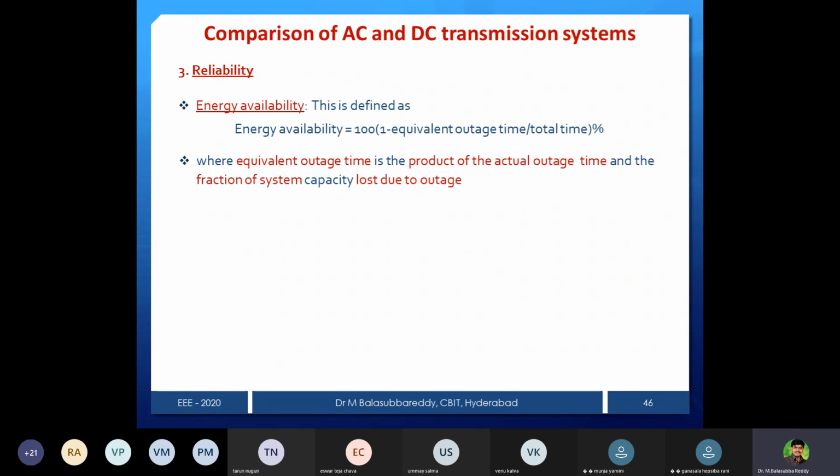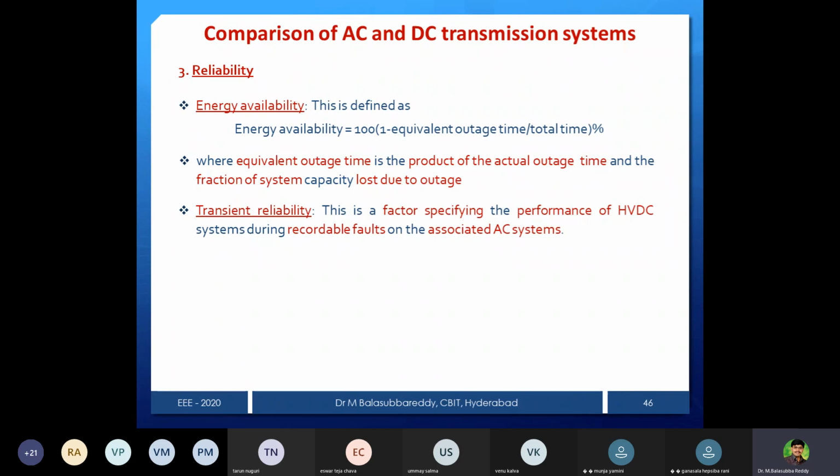So they mention different devices and how long each is going to work, and if anything happens, how much time it takes to repair. That also you have to consider in terms of the reliability aspect. That's what I wrote there. Equivalent outage time is the product of the actual outage time and the factor of system capacity lost due to the outage. So that is the formula.